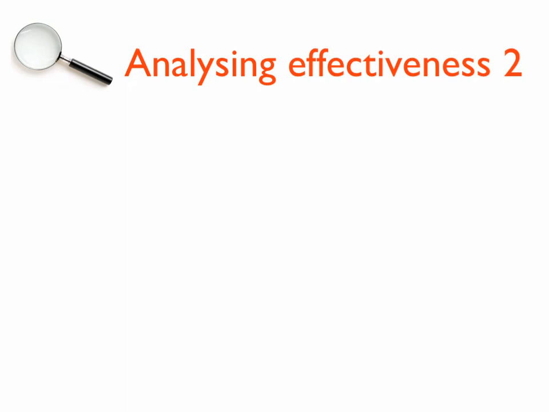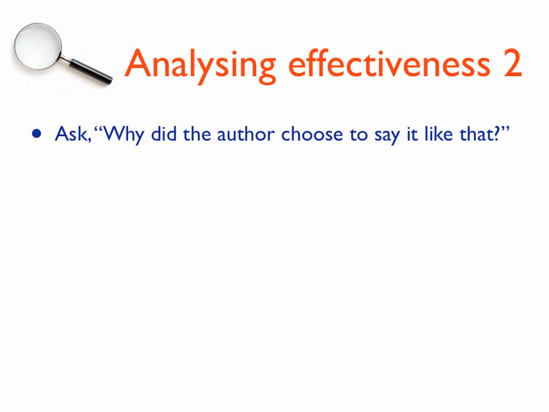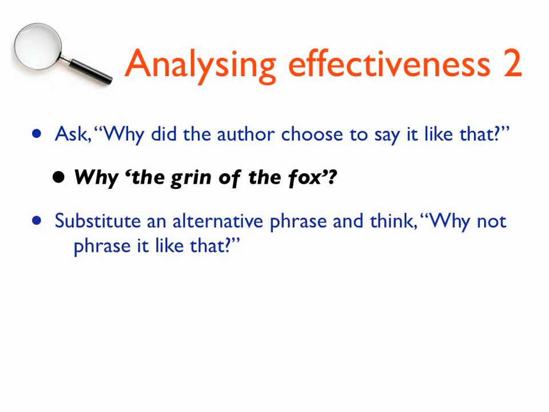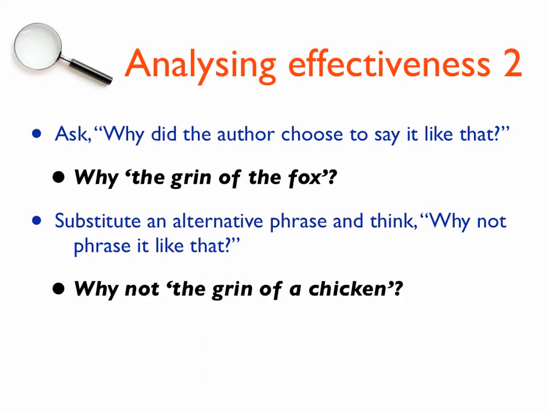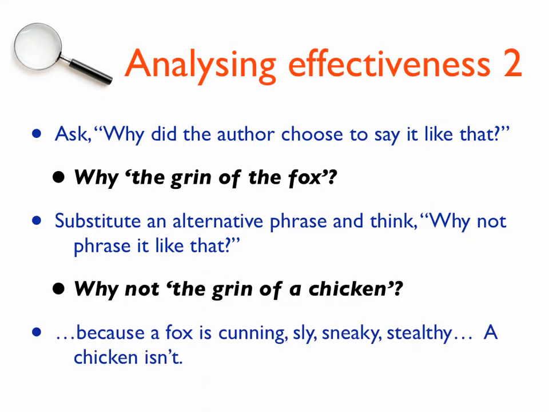You sometimes need a little help with thinking, what is it that makes it effective? So here's how you can also analyze effectiveness. Ask yourself, why did the author choose that particular phrasing? Why in the assembly poem does the author use the grin of the fox? Well, why not a different animal? Why not the grin of a chicken? Well, the answer is easy, because a fox is cunning and sneaky and a chicken isn't. So maybe you want to pause this, think about this, and then have another go at the assembly poem.